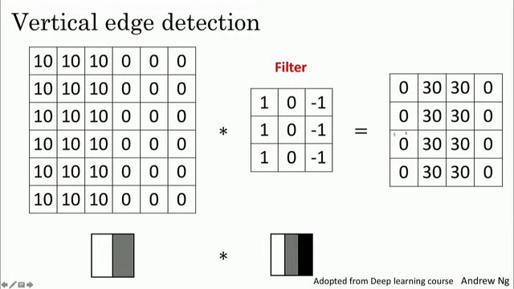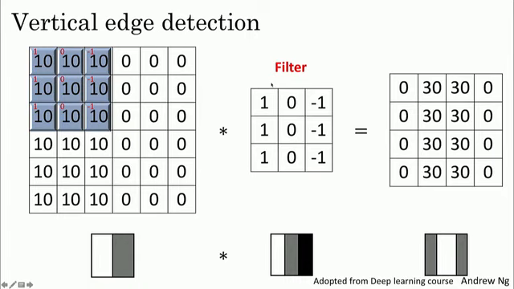Why do we have this output? Basically, how it works is that you first copy and paste the filter on the top left-hand side of the input, and then do element-wise multiplication of the elements. So for example, here it will be 10 times 1 plus 10 times 0 plus 10 times minus 1 plus 10 times 1, and so on till the end of the matrix. And the result will be 0, stored here.